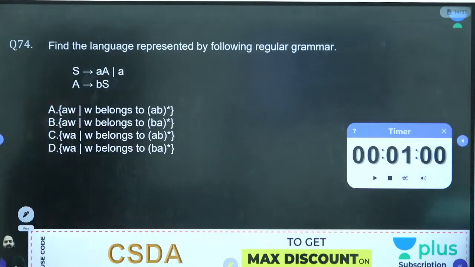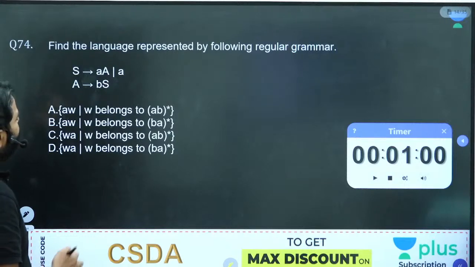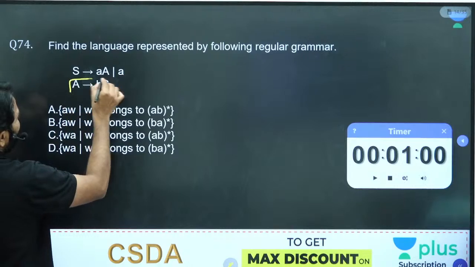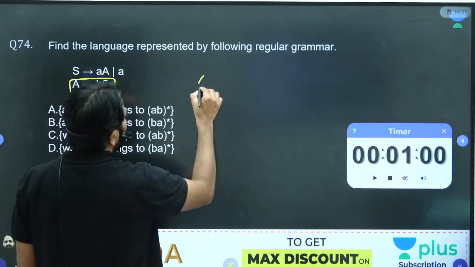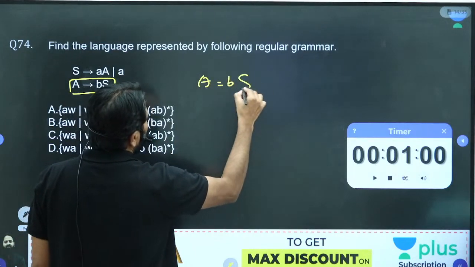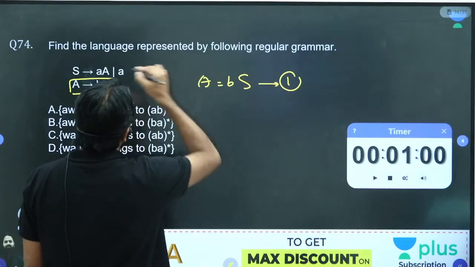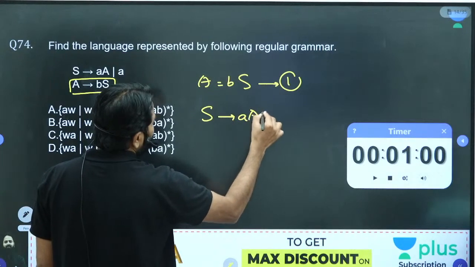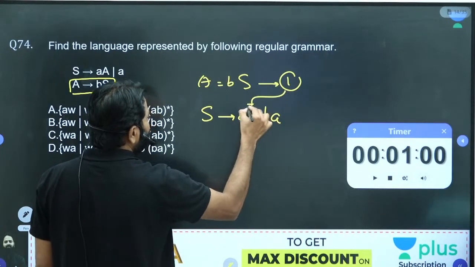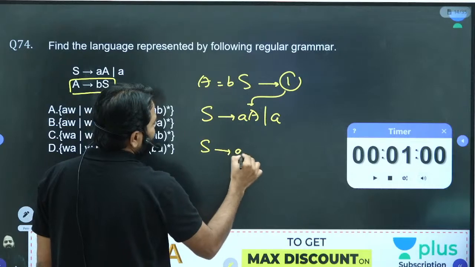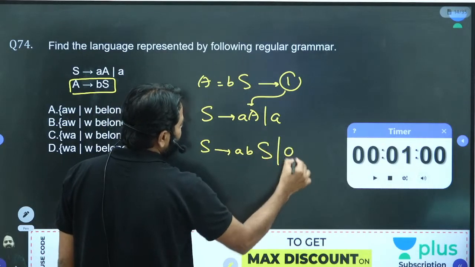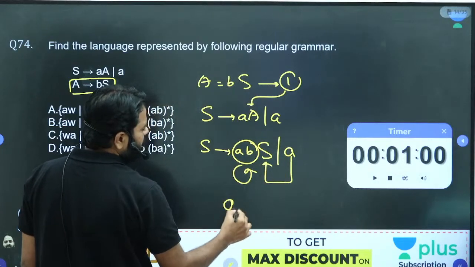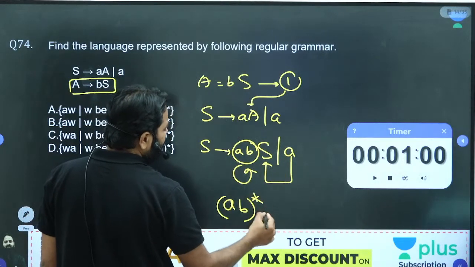Now it's fine. Now see, A has only one production, right? When you have this, you can assume A is just BS. You can put it as 1. Now take this and put in S. What will happen? S derives A or A. Substitute here. Then you will get AB S or A. So now this AB will repeat and A will stop as AB whole star followed by A.